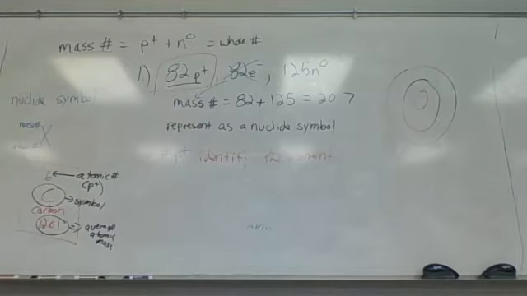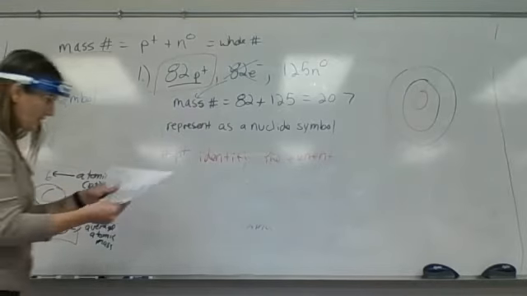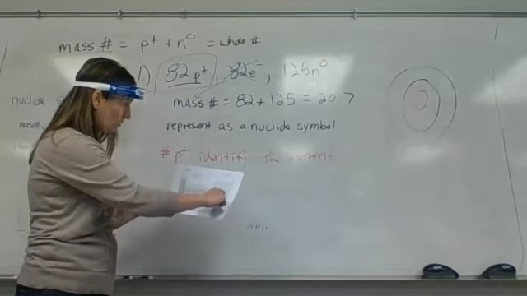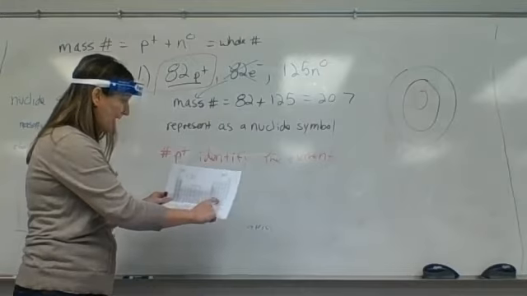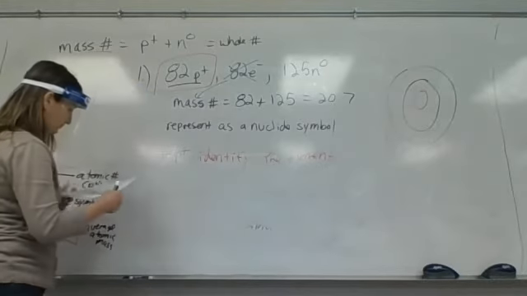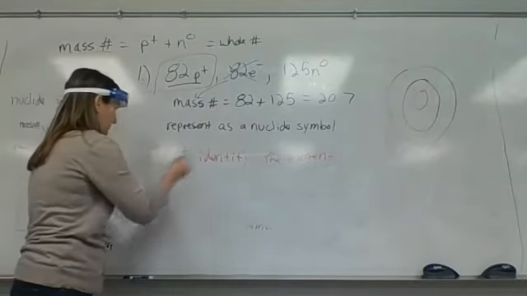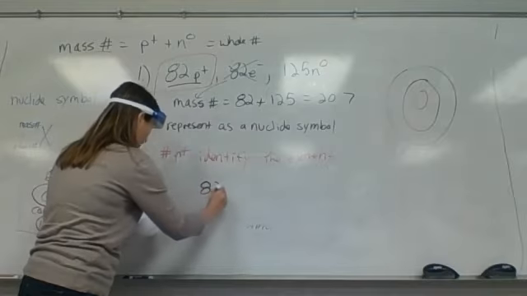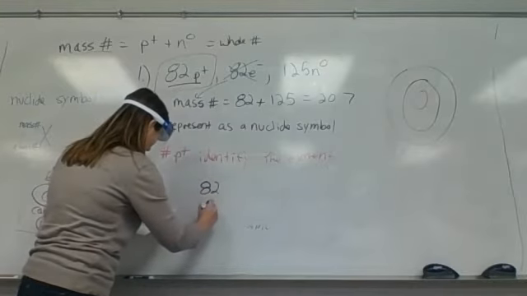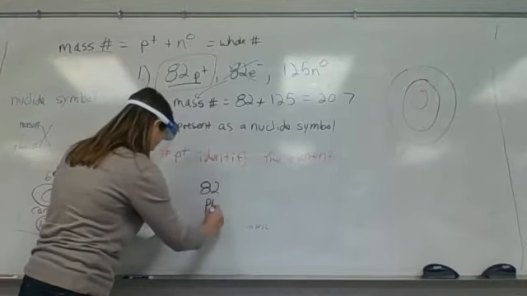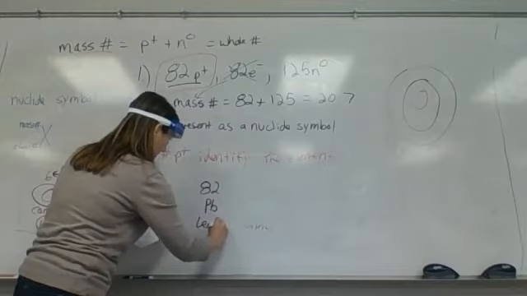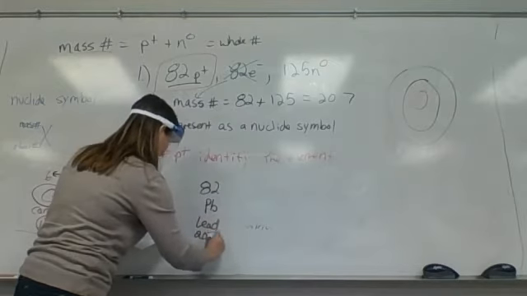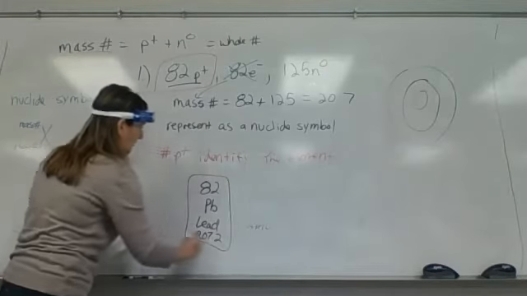So you go to your periodic table and you find number 82. And number 82 is lead. You should see this if you're looking at your periodic table: 82, and it's Pb, lead, and the average atomic mass is written there as well. So this is how it looks on the periodic table.